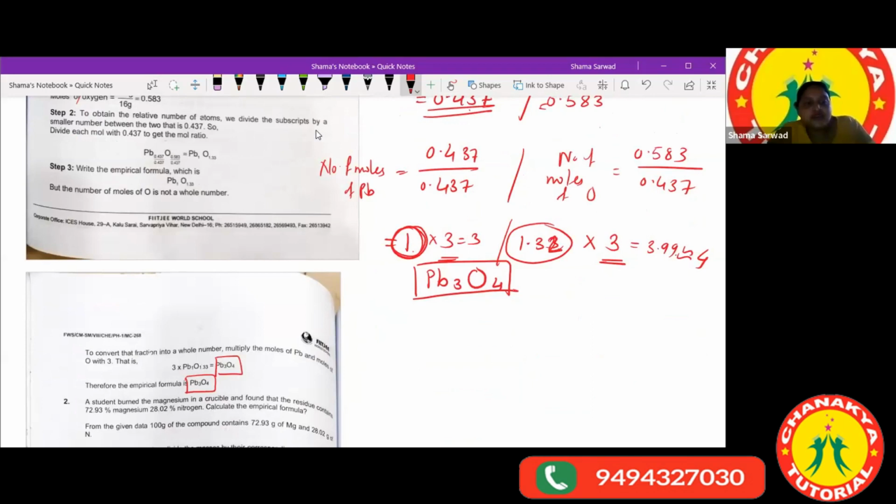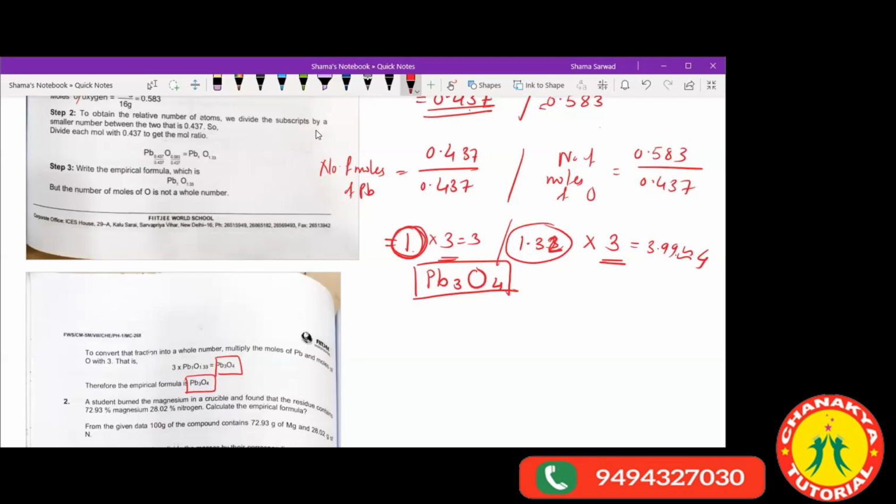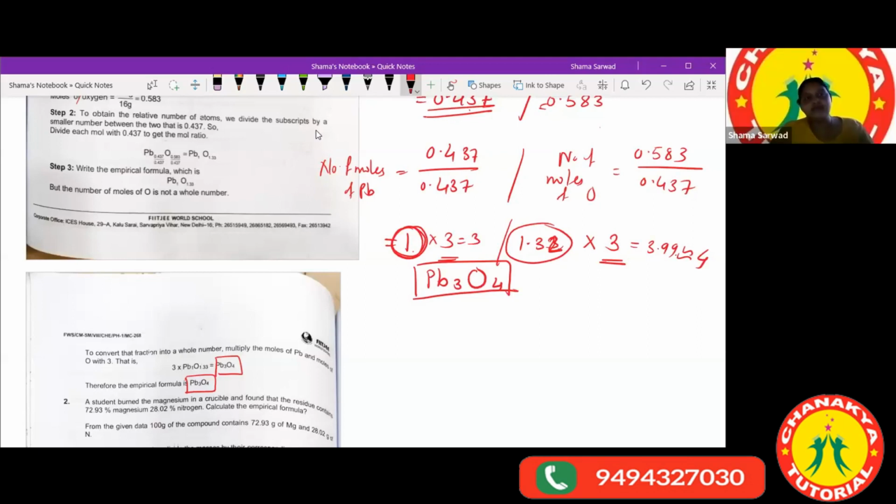This one. A student burned the magnesium in a crucible and found that the residue contains 72.93% of magnesium and 28.02% nitrogen. Calculate the empirical formula. Go for it. There is a relation of molecular formula, empirical formula, and the relative density, specific gravity that I will explain in the next period, because within a period everything will not be happening. Related problems also we will continue in the next period. But first of all, you understand the empirical formula and how to frame it.